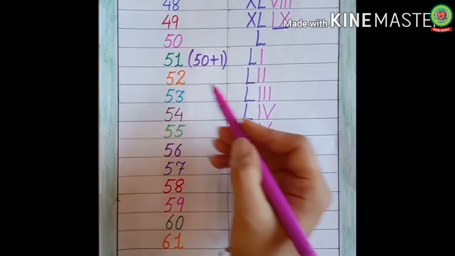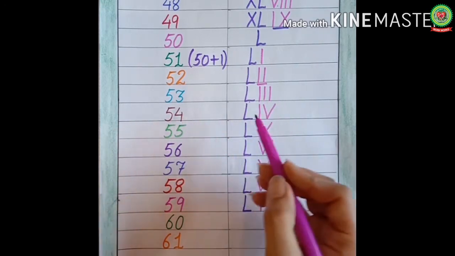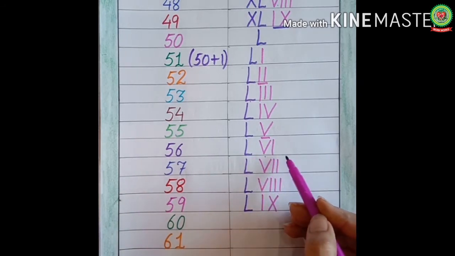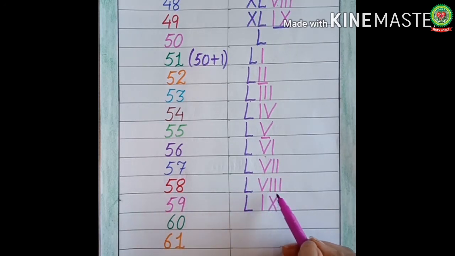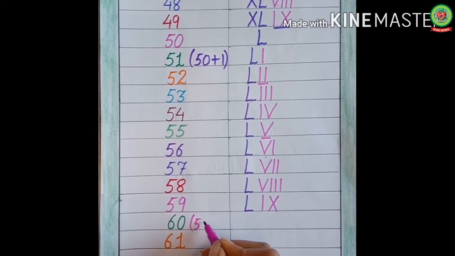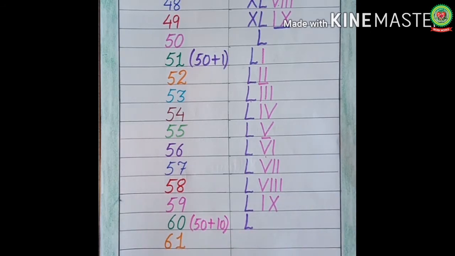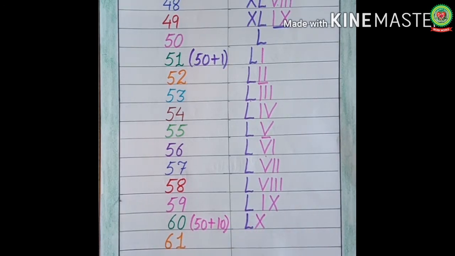Next is 52, LII. 53 LIII. 54 LIV. 55 LV. 56 LVI. 57 LVII. 58 LVIII. 59 LIX. Next is 60. 60 we can write as 50 plus 10. 50 has a symbol L and 10 has a symbol X. So we can write 60 as LX.